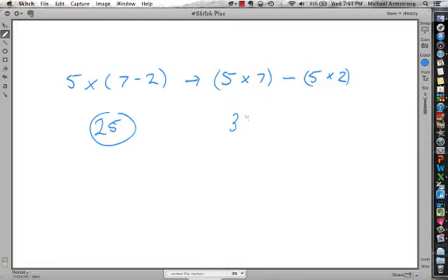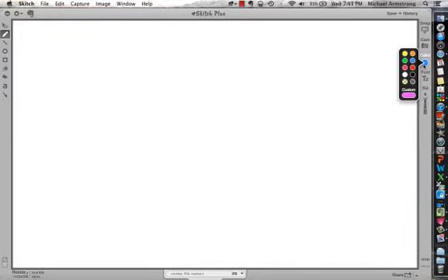So 5 times 7 is 35, and 5 times 2 is 10. 35 minus 10 is equal to 25. And we get the same answer as we got the other way. Again, this doesn't necessarily look easier, but it gets easier when you try more complicated problems, especially in algebra, when you're adding x's and y's. Let's try one more real quick and see what happens.